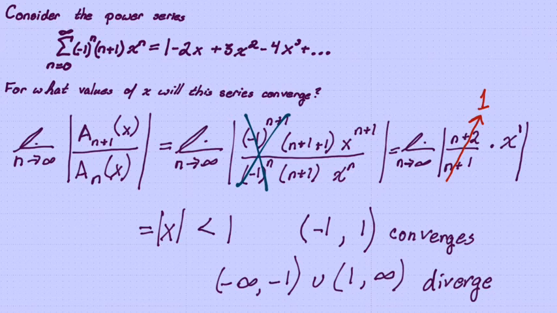But of course, I have omitted -1 and 1, the places where the limit equaled 1, because we don't know what happens. We have to use a different test for that. And we will, just not in the next week. All right, are we feeling okay?